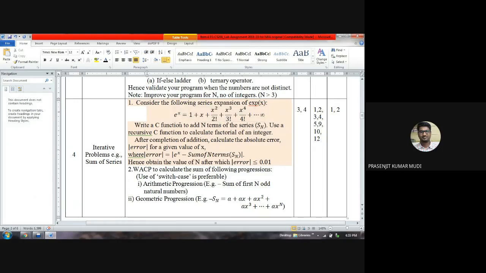What we are supposed to do here is write a C program. We have not learned functions yet, so instead of developing a function, we will simply do the C programming inside the main function only. So write a C program to add n number of terms of the series.